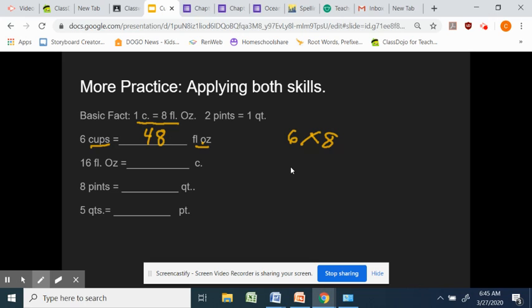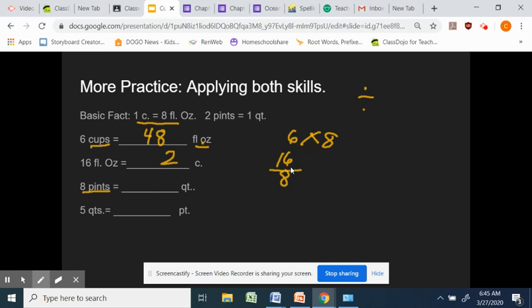Now here, 16 fluid ounces to cups. I know that a fluid ounce is smaller than a cup. So what did we say? Smaller to larger unit, you divide. So I'm going to divide 16 divided by 8, which is 2 cups. So if I have 16 fluid ounces and I want to put it into cups, I need 2 cups.